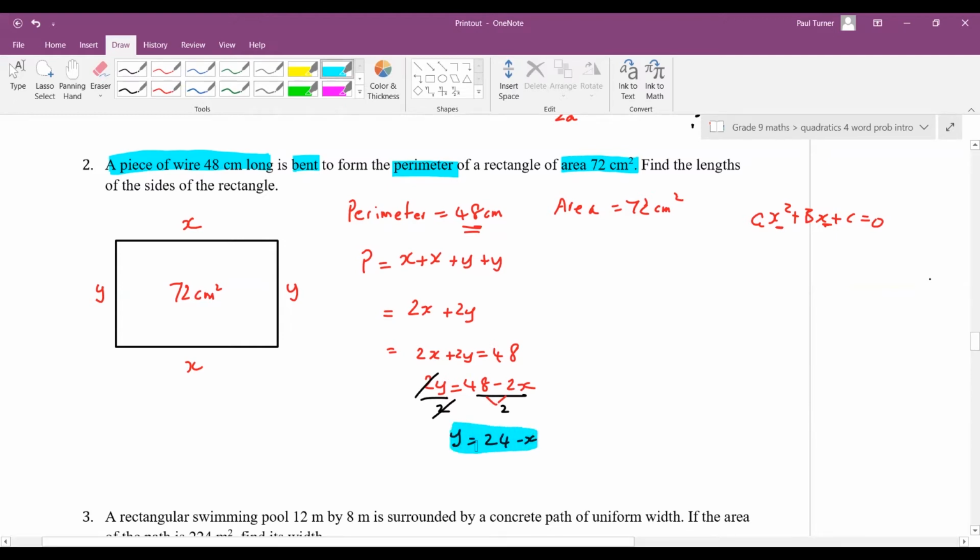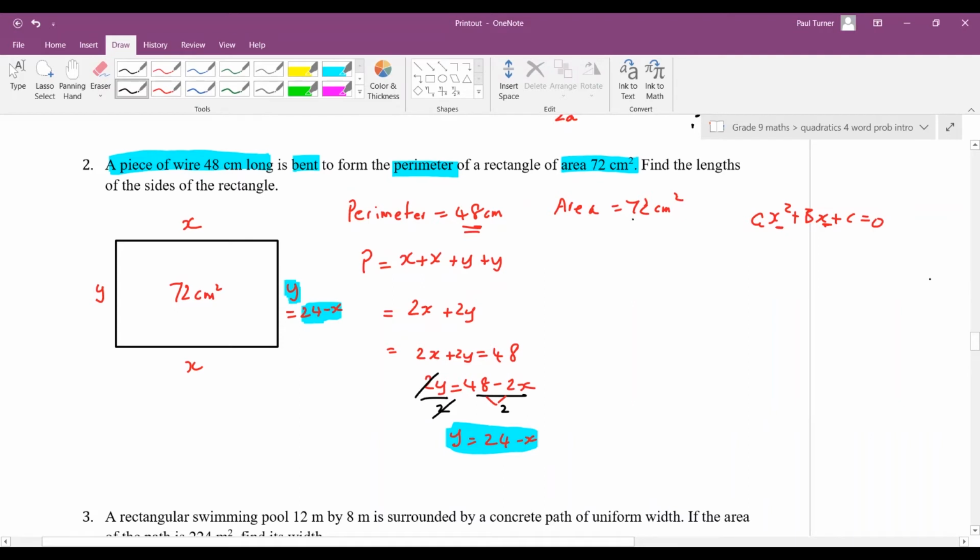But if you go back to your question, your picture, you've got a y here, don't you? But here you're telling me that y equals 24 minus x. So this is 24 minus x there. So instead of using y, I'm going to use 24 minus x because it's the same length, but it's in terms of x, not in terms of y.